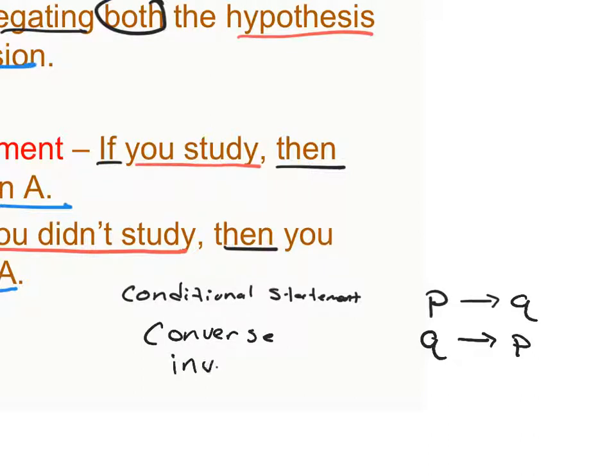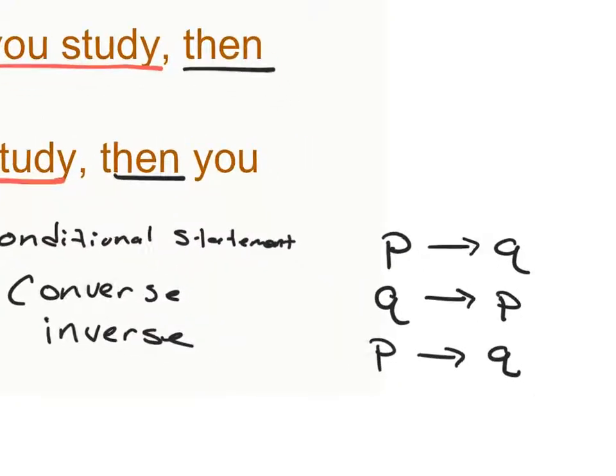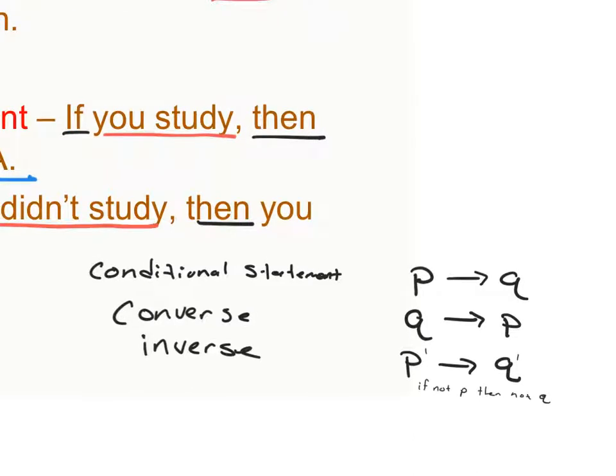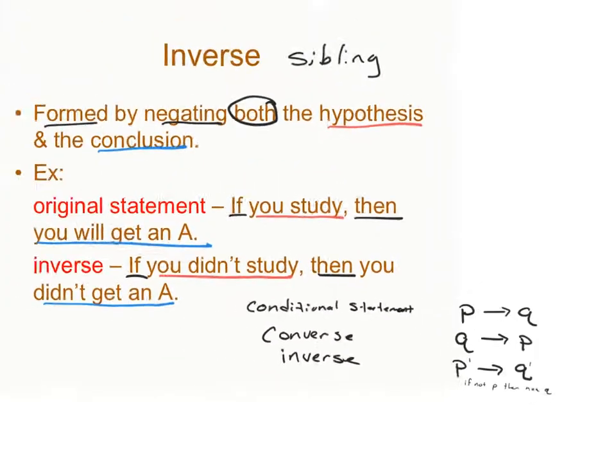Now we're going to do inverse. The P and the Q are going to stay in the same place, but we're going to say the opposite of them. The way that we do that with these letters is with the not symbol: if not P, then not Q. That not thing just means say the opposite. So we've got conditional, we've got converse, we've got inverse. Remember, converse switches positions. Inverse is that annoying little brother or sister that says the opposite of whatever you did.